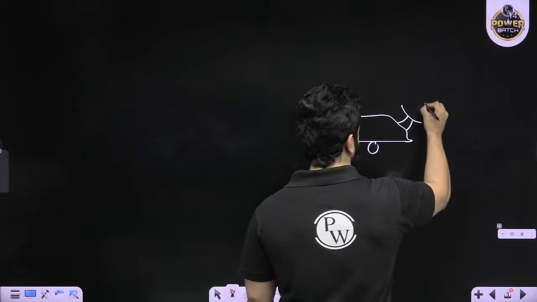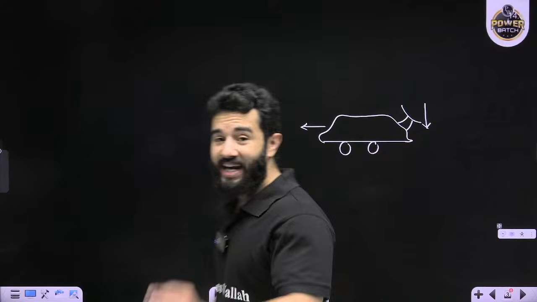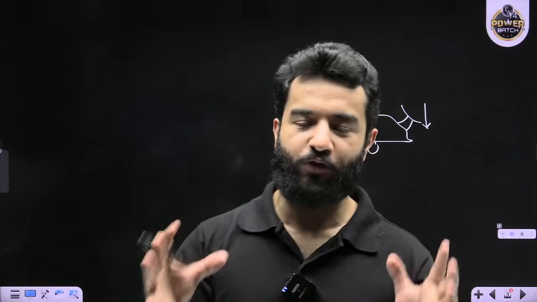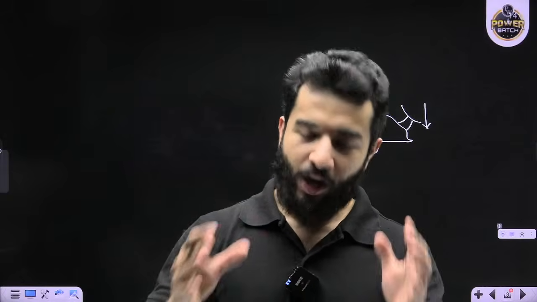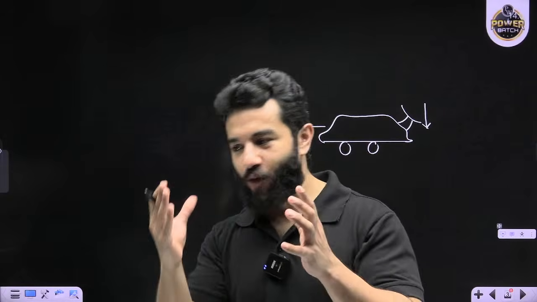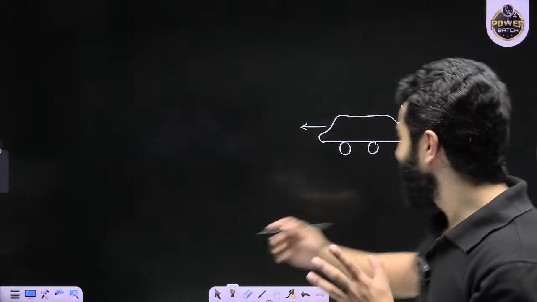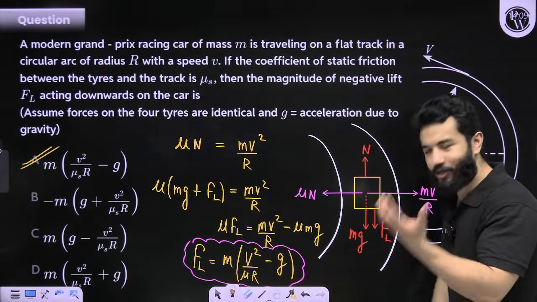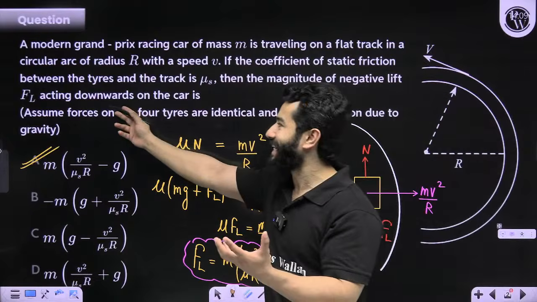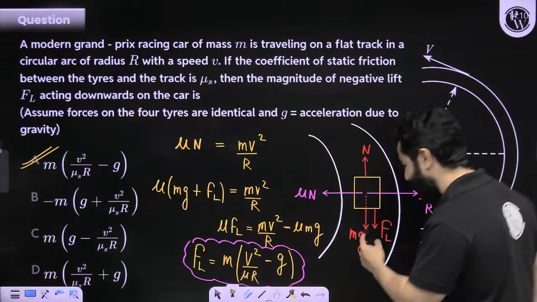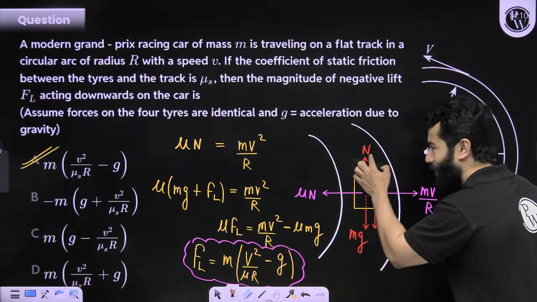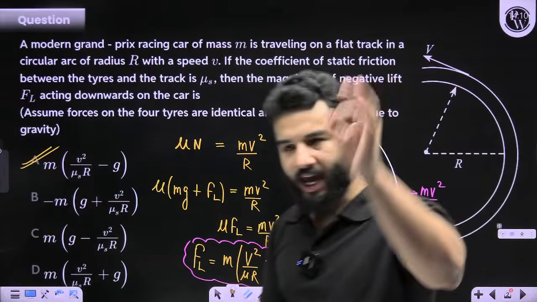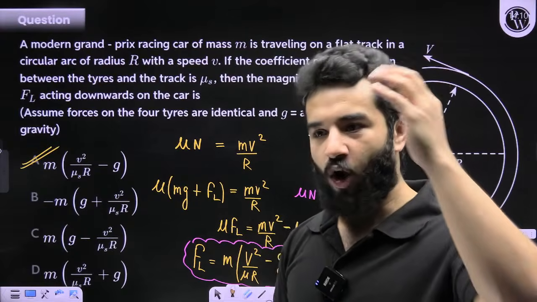Now these spoilers actually act in exactly the opposite way to how the wings of an aircraft work. Wings of an aircraft provide an upward lift. These spoilers provide a downward lift. So when they are talking about it, they themselves have said that it is acting downwards. That means it is acting along mg, which means that normal reaction can be written as mg plus FL. Alright, clear?